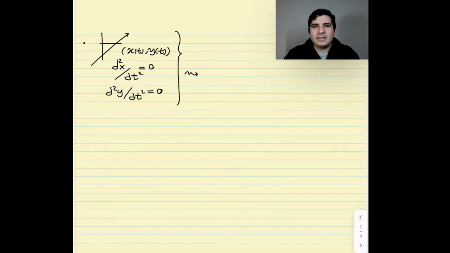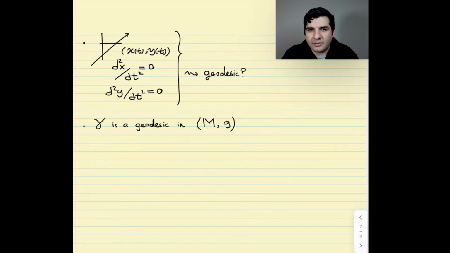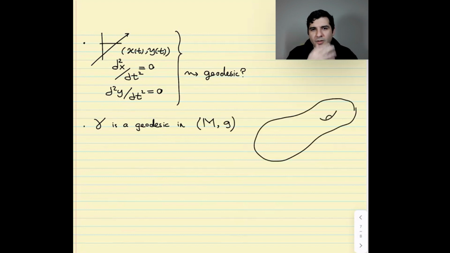So what would be the analogous of these equations for geodesics on a Riemannian manifold? This is kind of important. So let's say gamma is our curve, right? Let's say it's a geodesic. So it satisfies the geodesic equation. It's a geodesic in a Riemannian manifold (M, g). So let's say this is also schematically our manifold. Here it looks like a surface.